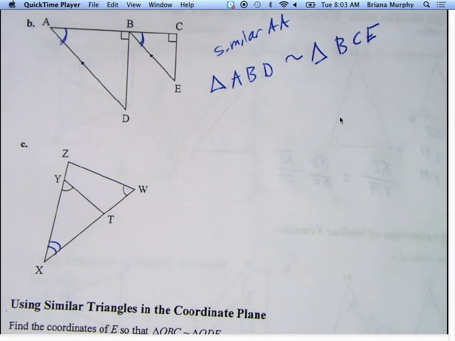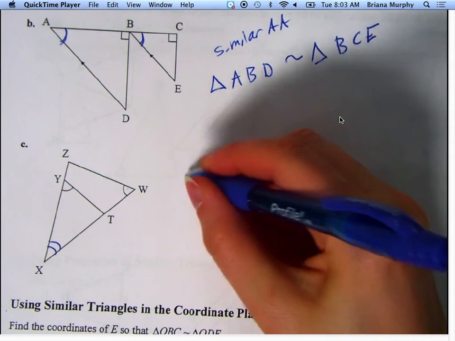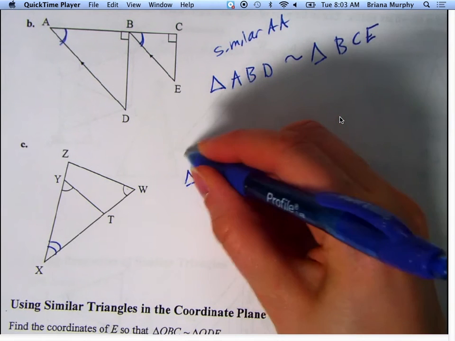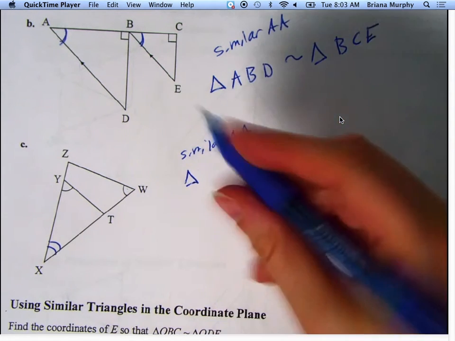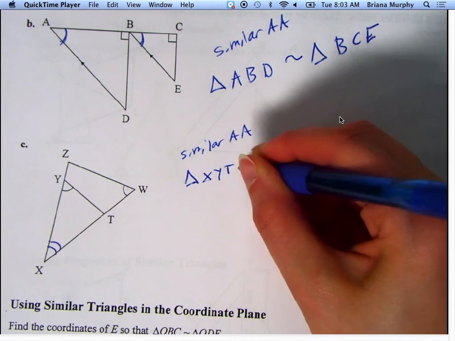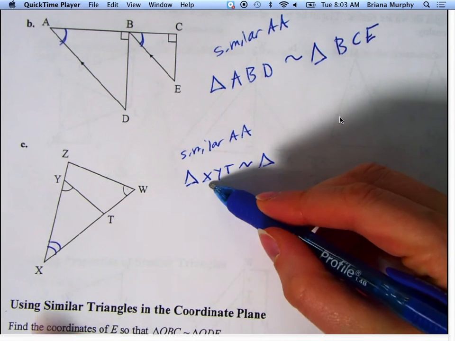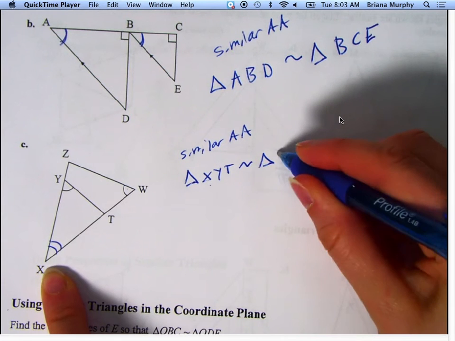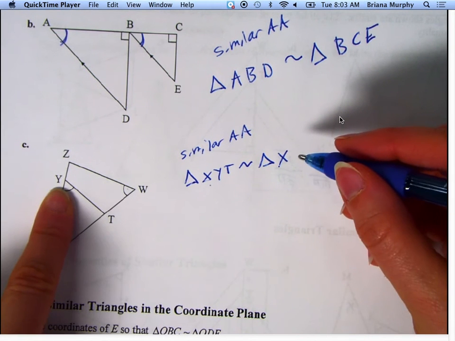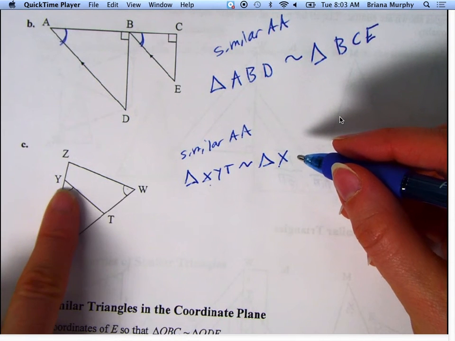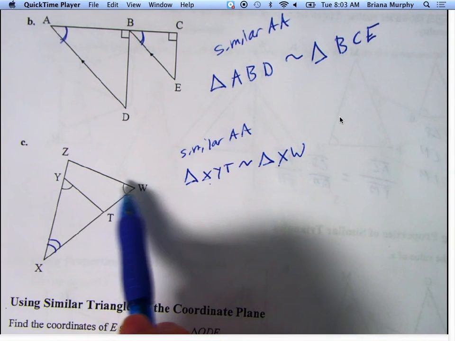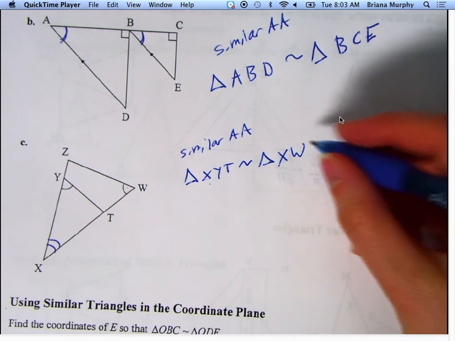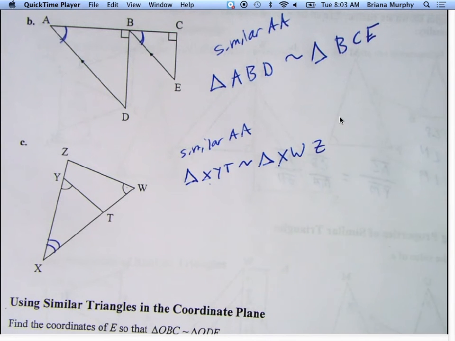Grab these three. Okay. So then I've got triangle similar by angle, angle. And I've got triangle, let's say XYT is similar to triangle. What goes with X? X. But then what goes with Y? What matches Y? W. Y goes with W. And then Z goes with T. Okay?